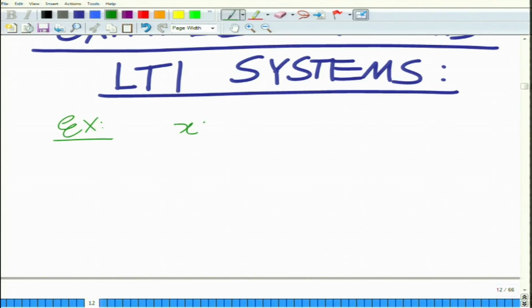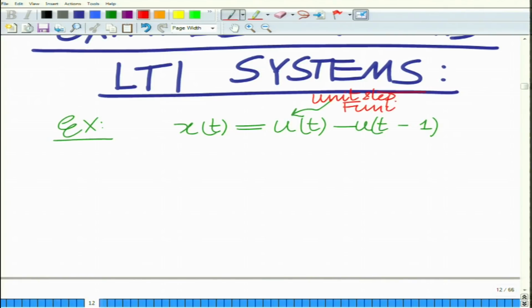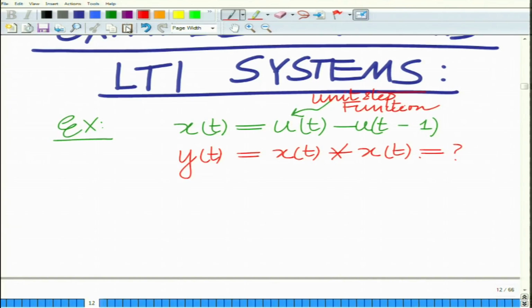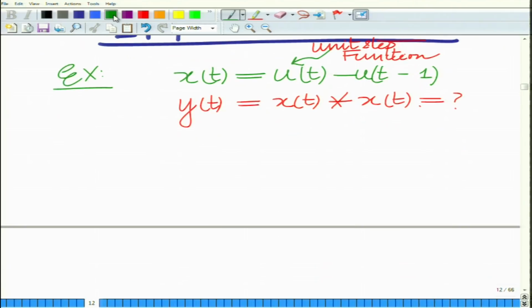And let us start looking at another problem, which is basically we are given that x t equals u t minus u t minus 1, where u t, remember, is the unit step function. We want to find out what is y t equal to x t convolved with x t. What is this? First, let us try plotting x t.